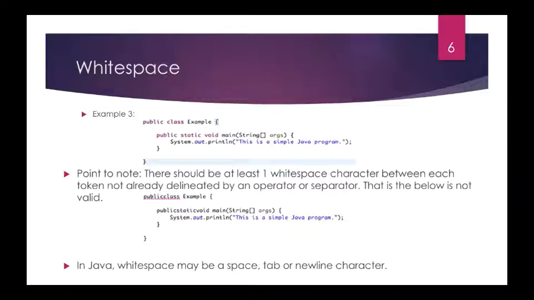A point to note and remember here is there should be at least one white space character between each token, not already delineated by an operator or separator. That is, take a look at this below example. There has to be one white space between public and class for this program to be valid. And similarly, there should be at least one white space between public, static, void words. In Java, white space may be a space, tab, or new line character.